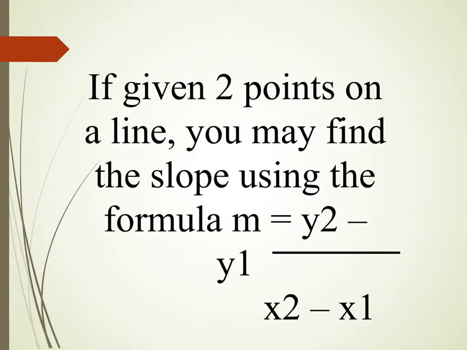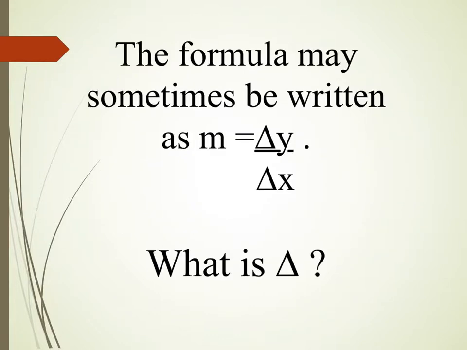Whenever you're given 2 points on a line, you may find the slope using the formula y2 minus y1 divided by x2 minus x1. Also, you may see the little triangle, which tells you it's the change in y divided by the change in x, which is the same as just subtracting the y's and subtracting the x's.